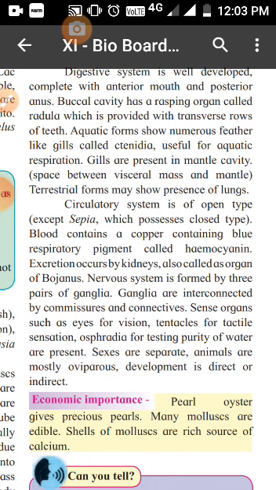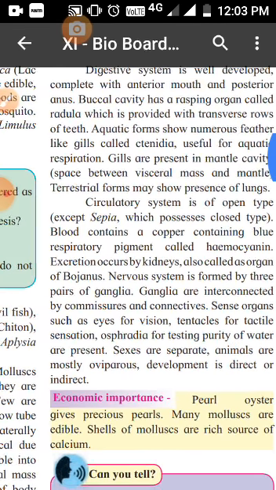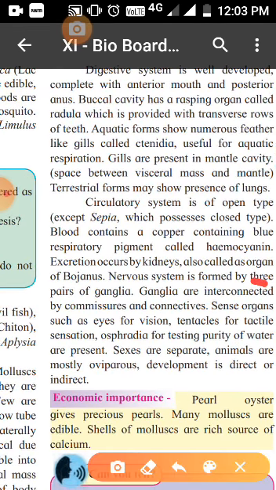And the nervous system, I showed it in the diagram. You could see different ganglia were there. If a question comes, write about the nervous system of Mollusca, you can say there are 3 pairs of ganglia, that's it. You get marks for that. Write 3 pairs of ganglia and you score marks.